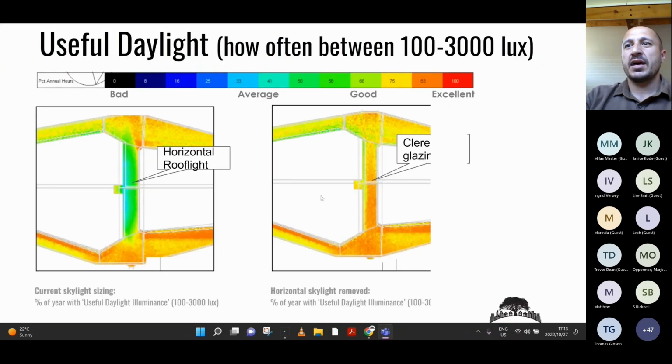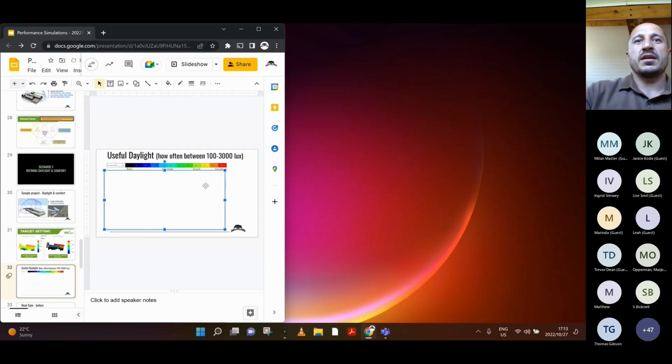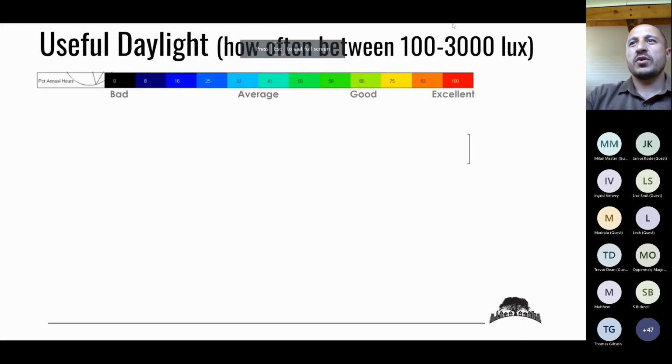So we've used a methodology here called useful daylight illuminance. What that does is look at what percentage of the year, of your daylight hours, you get useful daylight. In this case, retail circulation, we worked on 100 to 3,000 lux. So anytime it's over 100 lux, it's going to be useful. It's actually helping contribute to a brighter space. Once it's over 3,000, it's very bright, potentially glary, and potentially allowing in a lot of heat.